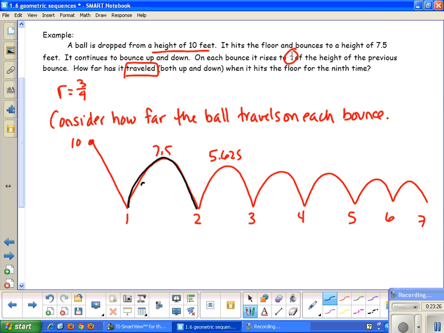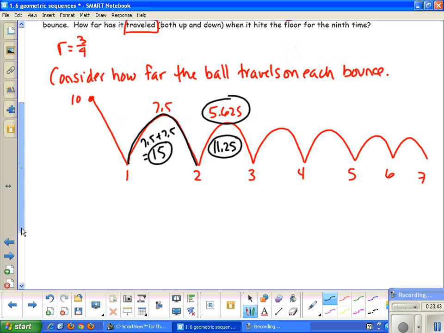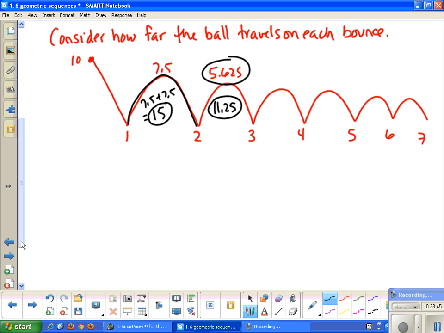So 7.5 plus 7.5 is equal to 15. So this is the first bounce that we have traveled. The second bounce, I'm taking this number and multiplying it by 3/4, and I get 11.25. So this would be the next distance I've traveled. So this is different than the other problems that we did before because we're doing the distance traveled and not the height of the ball on the specific bounce. So for this one, I know that my first term, or my first bounce, the total distance traveled is 15.